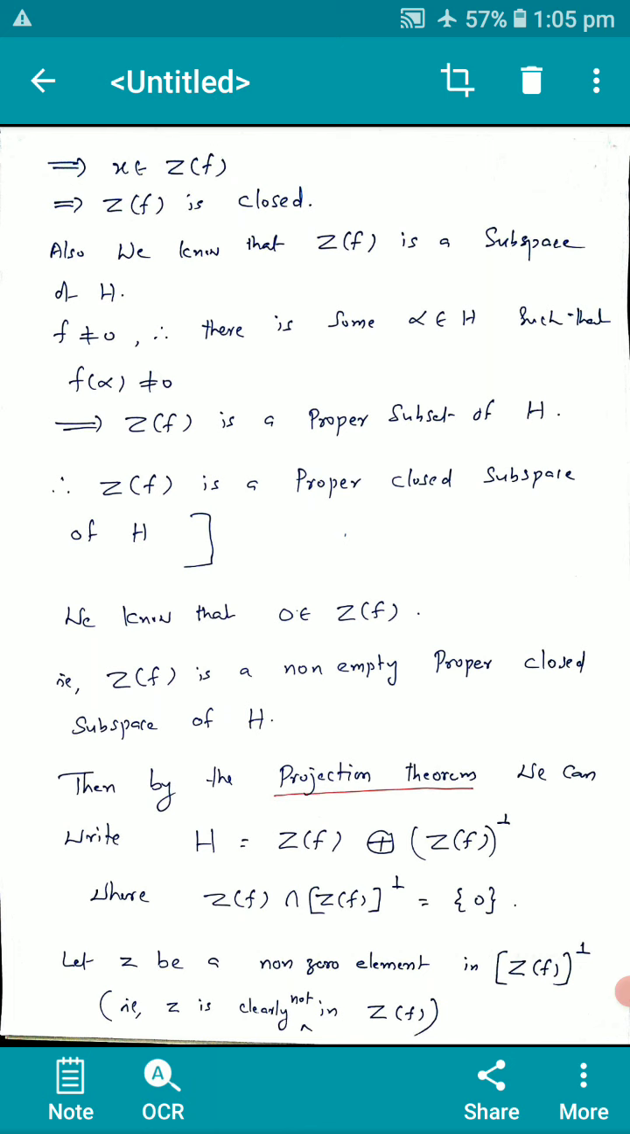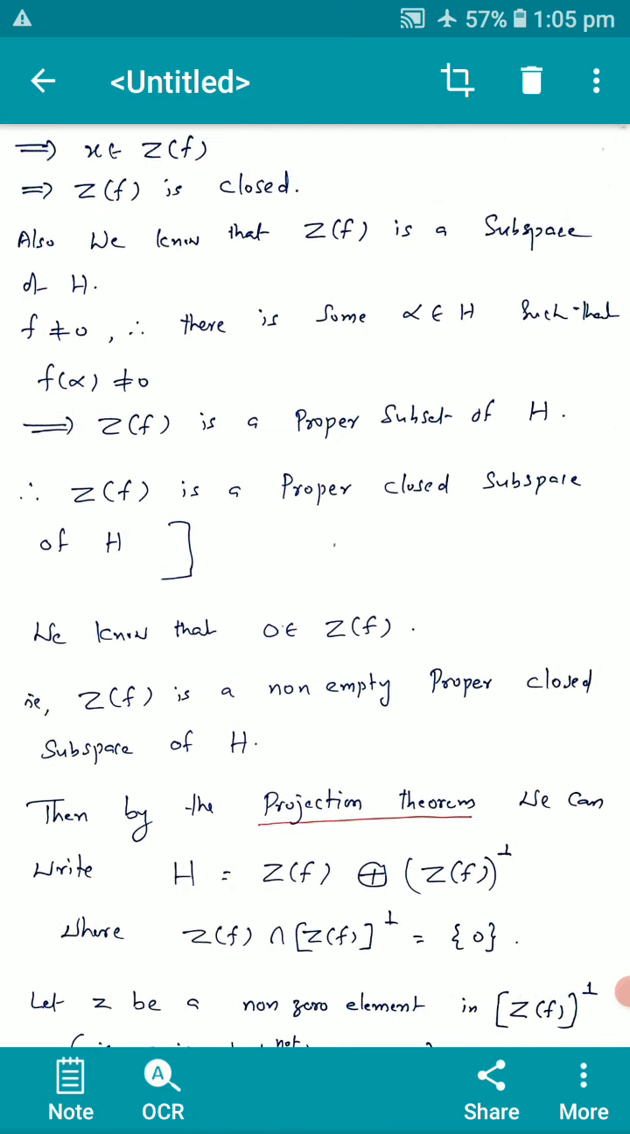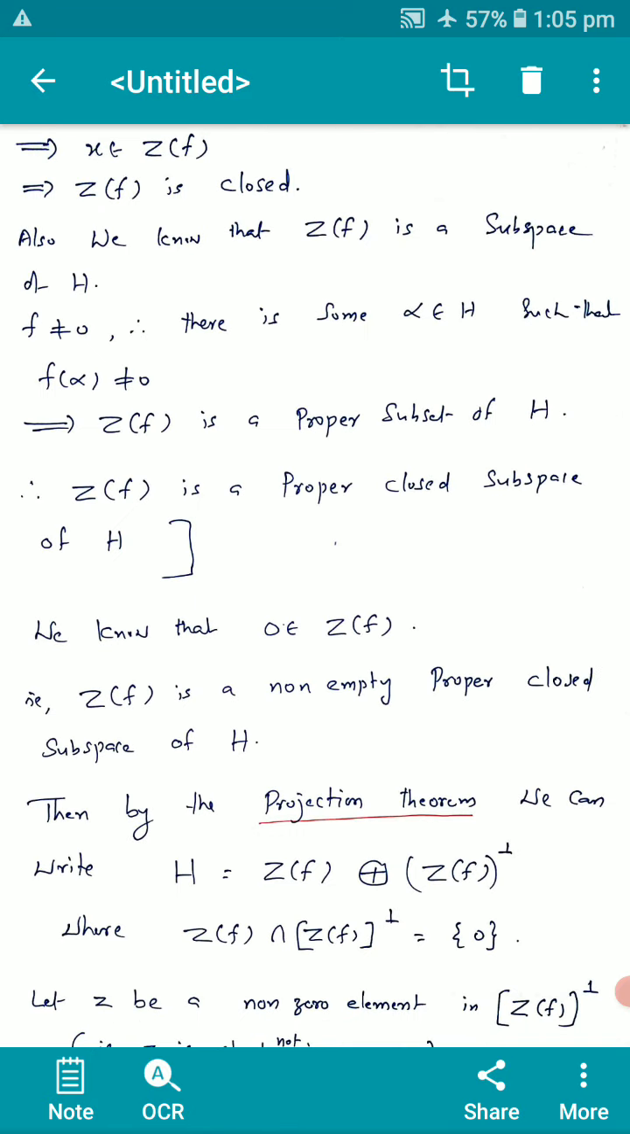So f is not equal to 0. Therefore there is some alpha in H such that f of alpha is not equal to 0. So what does it mean? We can say Z of f is a proper subset of H, or Z of f is a proper closed subspace of H.